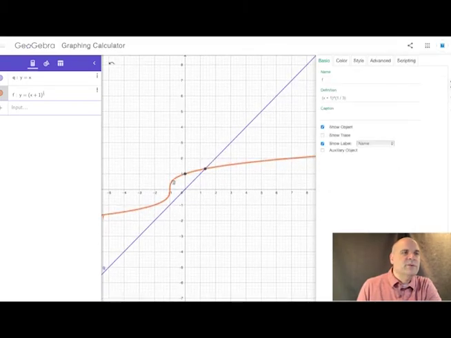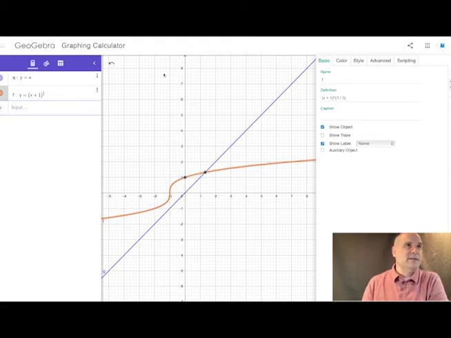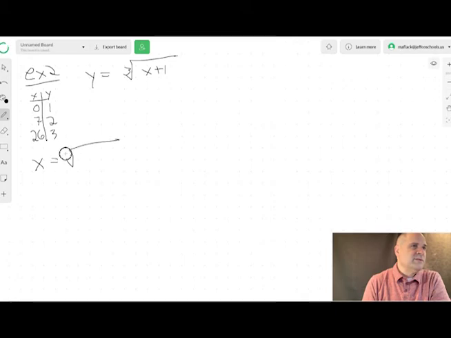So it's kind of a cool little logo here. Okay, that's what it looks like. So I'm guessing that our inverse function is going to be reflected across that. So let's see if that works. So let's find our inverse function first. So our inverse function is x equals the cubed root of y plus 1.